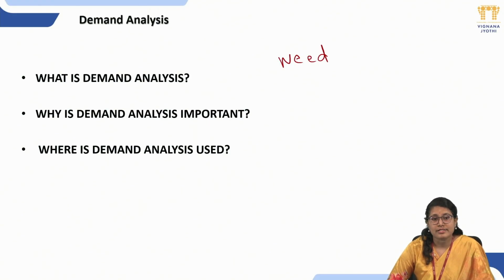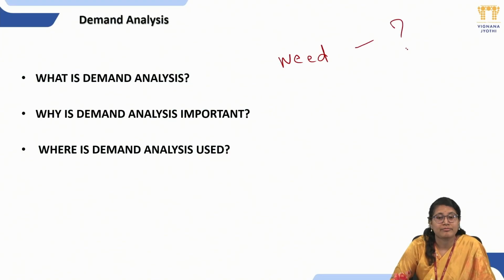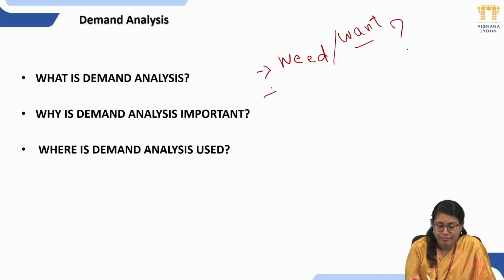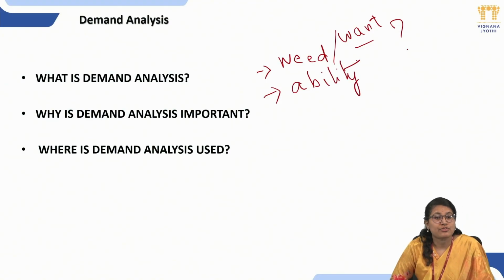But the question here is, if I don't have enough money to purchase, can we say there is demand for the product? Need is there. Can we say there is demand for the product? No, absolutely not. Need is there, want is there, still there is no demand. So what should be added to this need? The ability to pay is very much important. If we do not have the ability to pay for it, then definitely we are not going to say there is demand for the product.